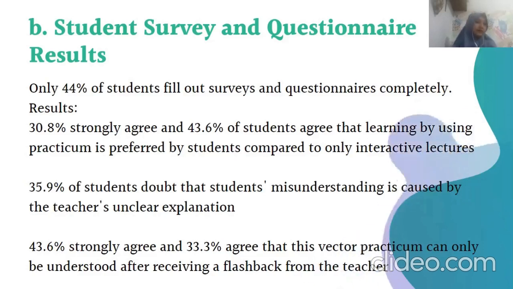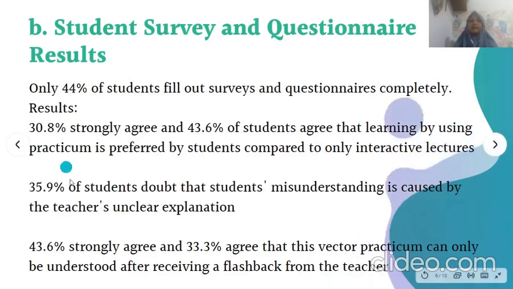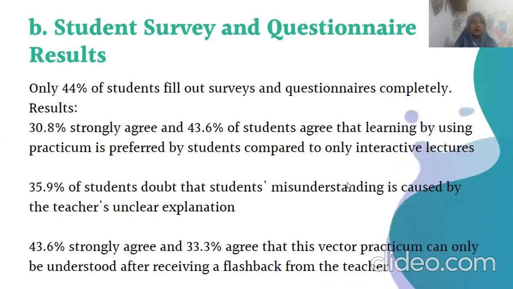And 35.9% of the students doubt that students' misunderstanding is caused by the teacher's unclear explanation, which means they don't assure that when they don't understand, it's really caused by the teacher's unclear explanation. Maybe they think that they really don't understand because they haven't read more about the matter. But it's only 35.9%.